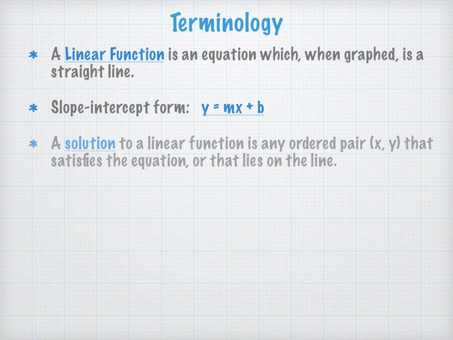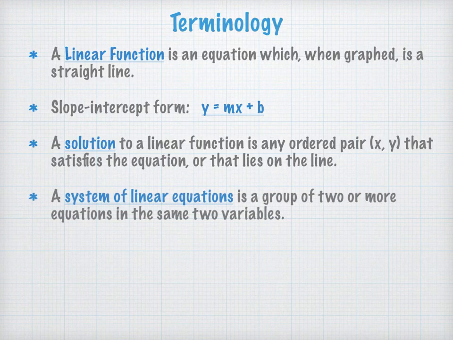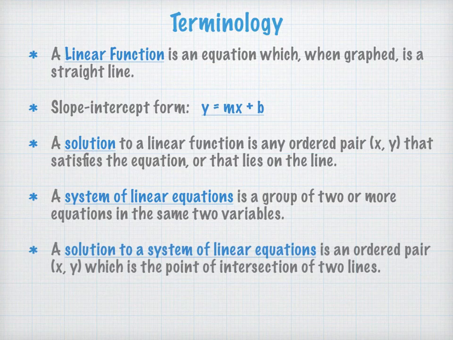A solution to a linear function is any ordered pair, x comma y, that satisfies the equation or that lies on the line. A system of linear equations is a group of two or more equations in the same two variables. A solution to a system of linear equations is an ordered pair x comma y, which is the point of intersection of two lines.